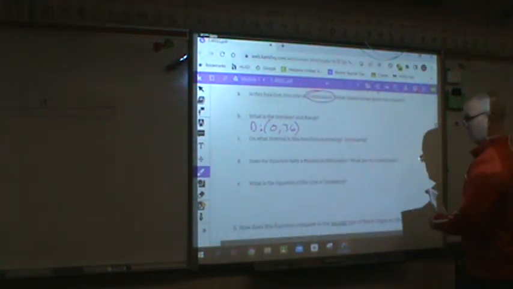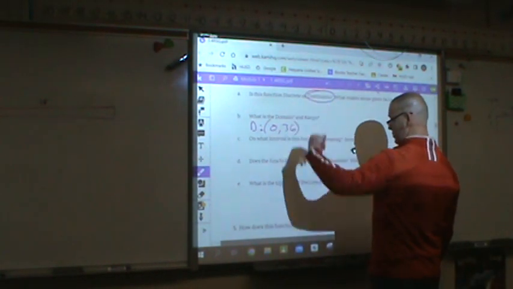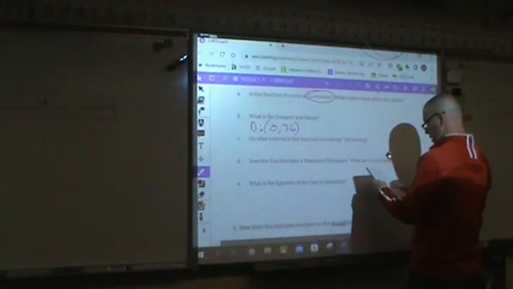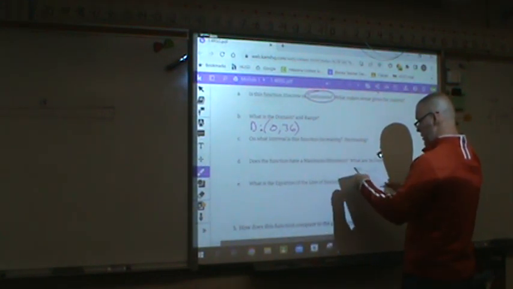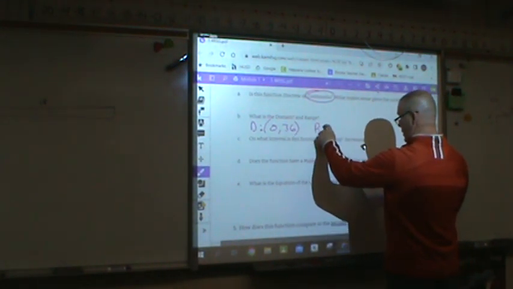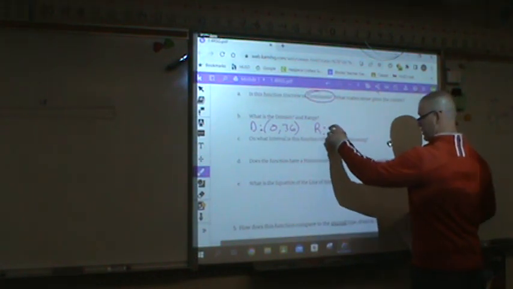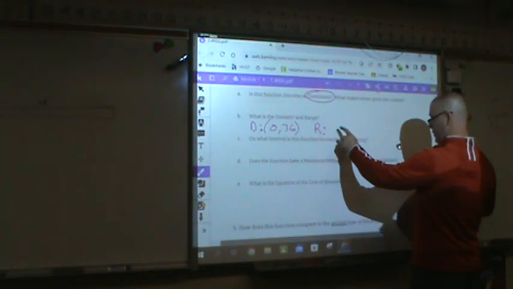All right? So domain is 0 to 36. I start off at 0, I go to 36. That's half of the fencing. The range, on the other hand, should be from 0 to 324.